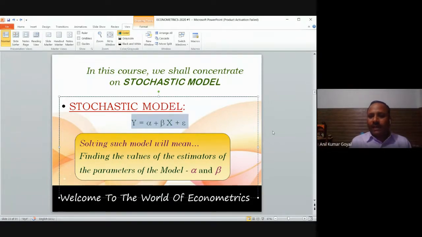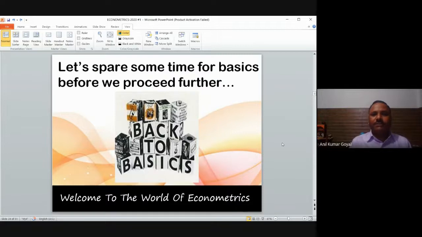The independent variable x, the value of x will be available. We will calculate the values of parameters a and b, and based on these, I will calculate the value of y. So I need to calculate the values of parameters alpha and beta. So let's spare some time for the basics before we proceed further.